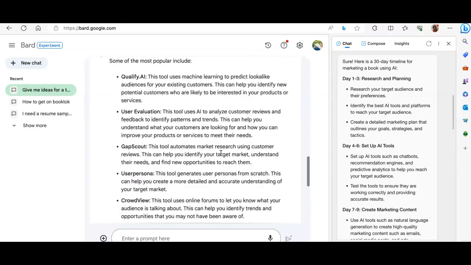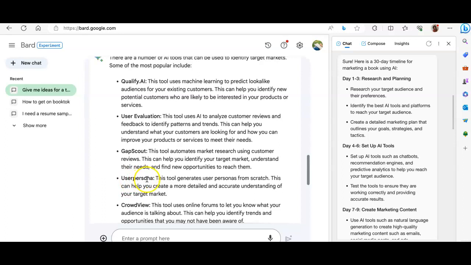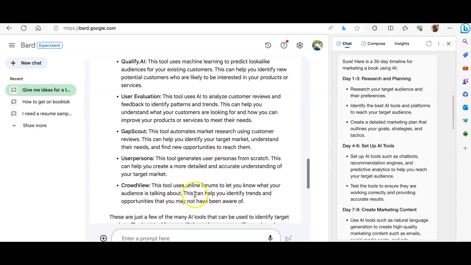Okay. But these are good enough. We've got user evaluation, we've got Gap Scout, we've got user persona, we've got crowd view. Okay, crowd view is good because you got those online forums that you can pay attention to what the audience is talking about. All right, so then after we've done this, it is day 3.